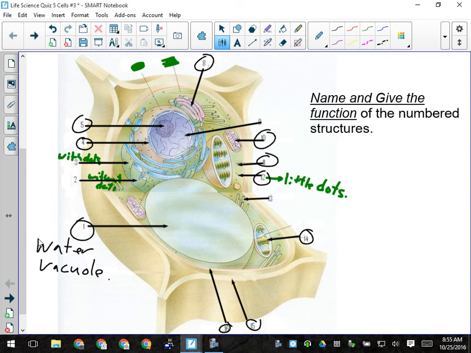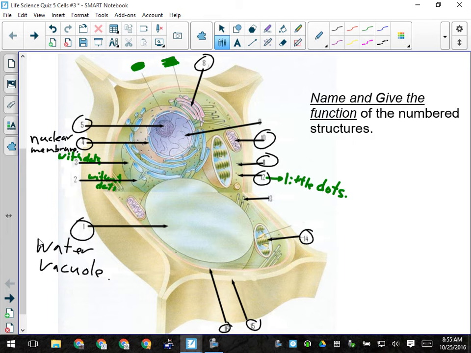Okay, structure number 4. What's the outside of the nucleus called? Sydney? Nuclear membrane. Okay, anything about securing the nucleus, keeping stuff out of the nucleus, allowing DNA out, something like that is good enough for the function of that.